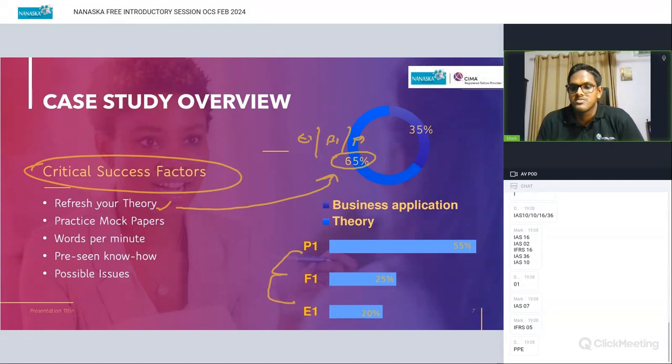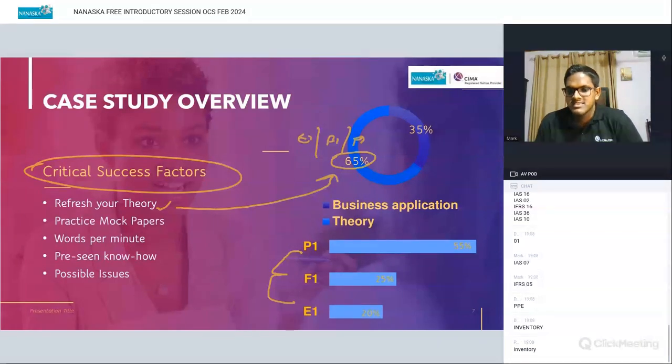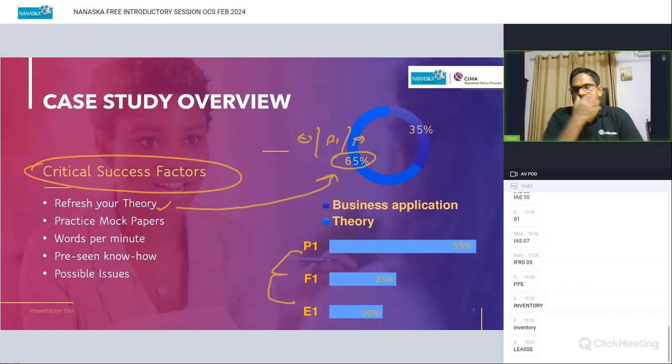IAS 2. Inventory. Very good. IAS 36. What is IAS 36? Anyone? What is it about? It's about impairment, right? Then you have IAS 10, events after the reporting date. IFRS 16, very important. You will definitely get a question. What does IFRS 16 talk about? Leases, very good.